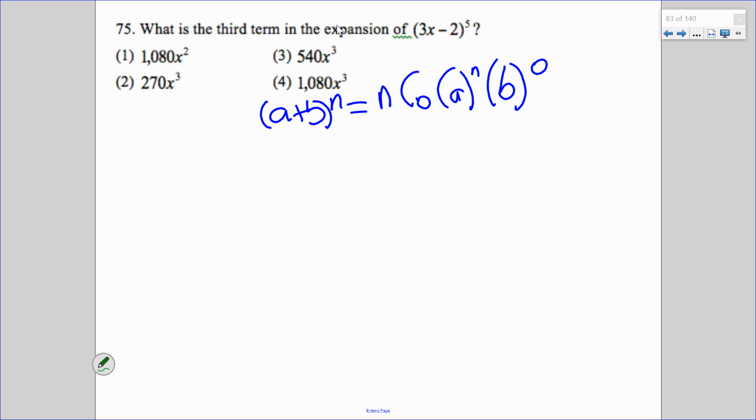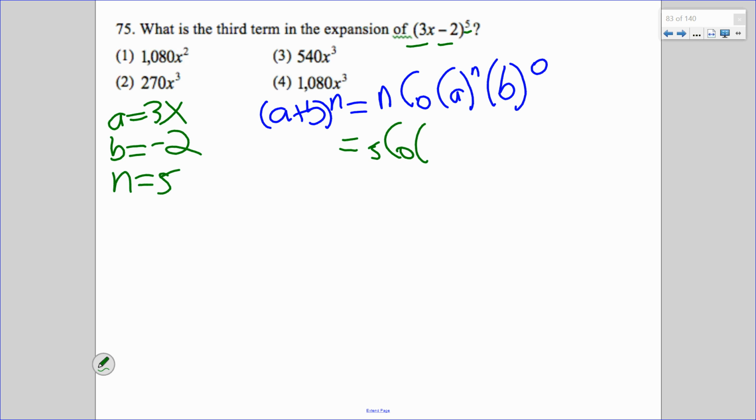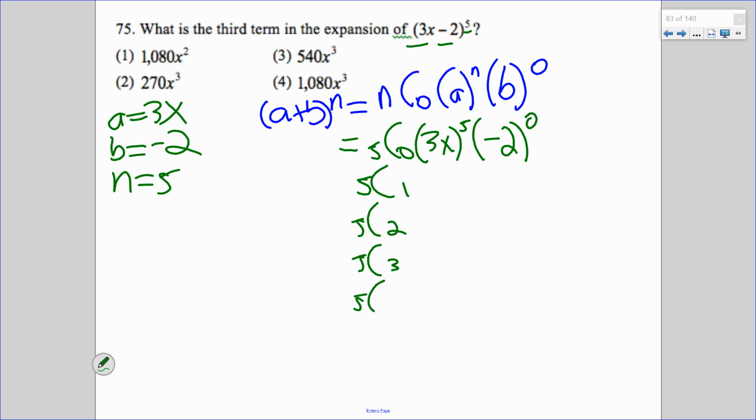So my A, B, N. A is 3x, not just 3, it's 3x. It's not the coefficient, the whole term. N is 5. So I'm going to start by subbing in. N we said is 5, B 0, 3x to the N, which is 5, negative 2 to the 0. Now I count my zeros up and I count my N's down. 5C1, 5C2, 5C3, 5C4, 5C5.